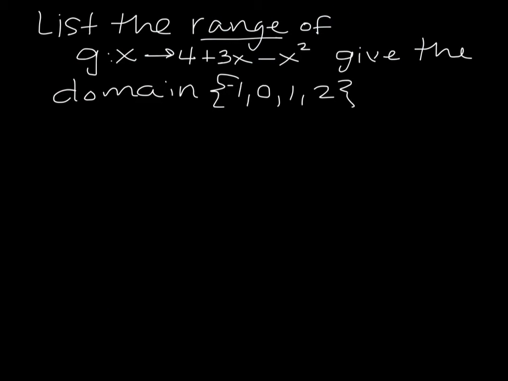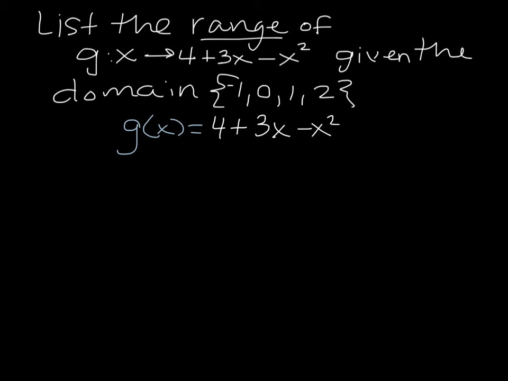All right, so here is an example problem. It says list the range of g of x equals 4 plus 3x minus x squared, given that the domain is these values, -1, 0, 1, and 2. Okay, so the first thing that I'm going to do is rewrite this part of the notation into function notation. So it's going to look like g of x equals 4 plus 3x minus x squared.